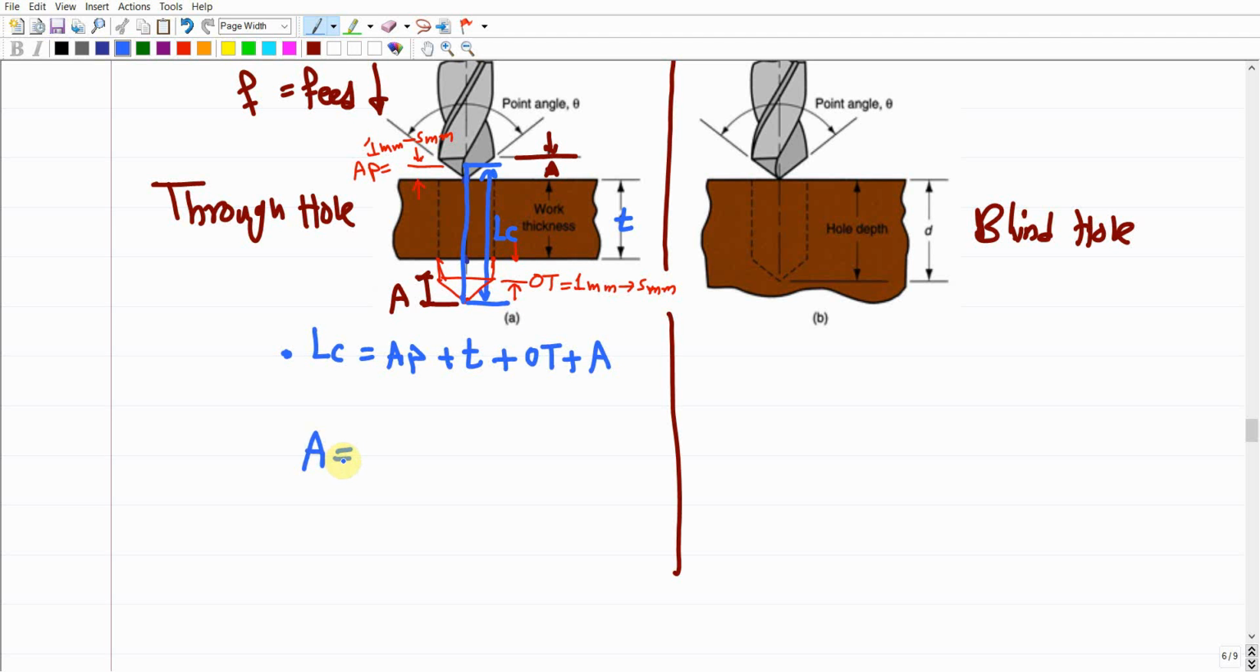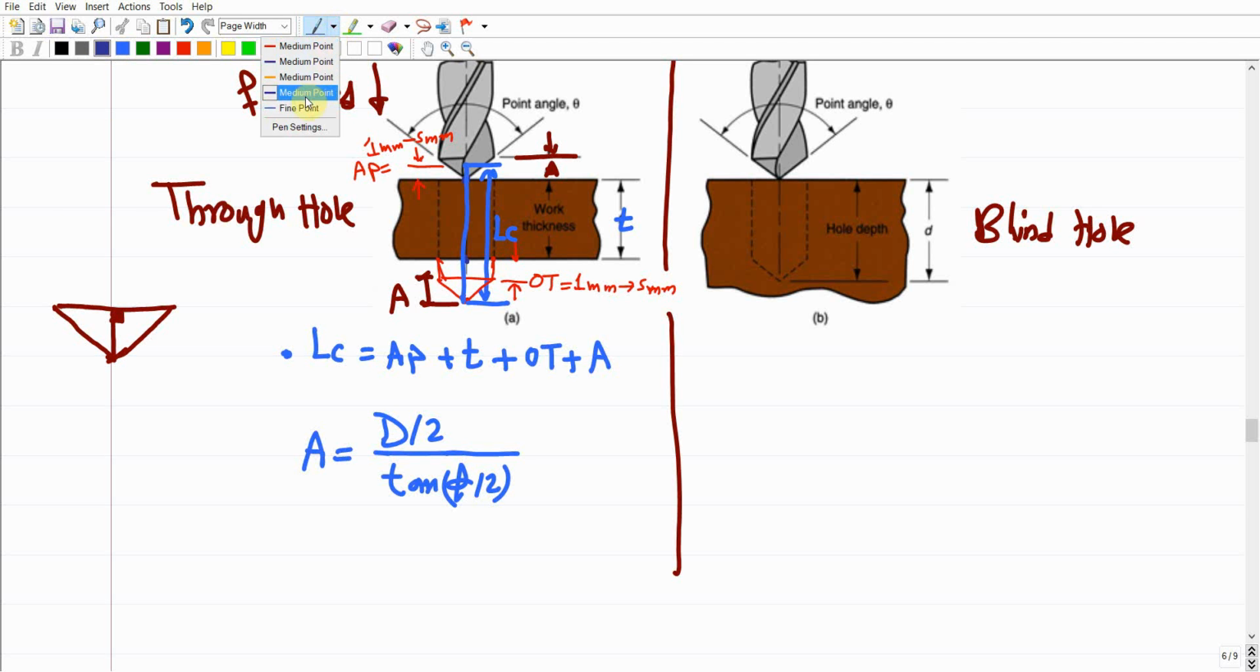So A is going to be equal to D over 2 divided by the tan of phi over 2. Why? For example, this A, which is this distance, so let us work over this triangular shape on the side here, just to show you how we calculated this A. So this triangular shape, we would like to calculate if we split it in two, and assume this angle is definitely going to be 90 degrees. So this height, this distance here, is going to be A. And this distance definitely is going to be D over 2.